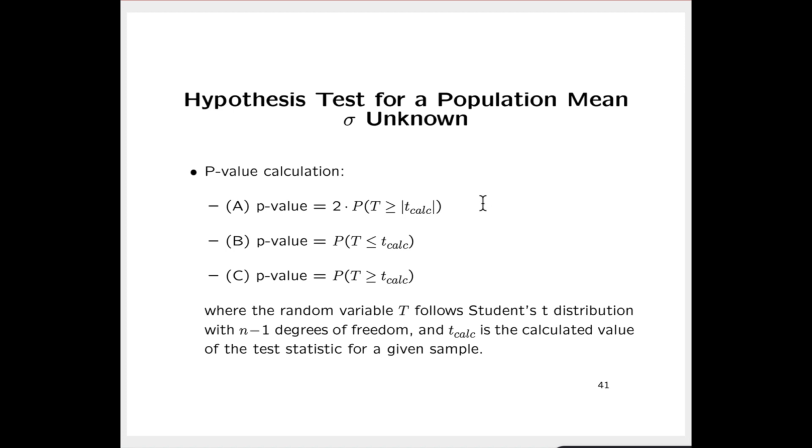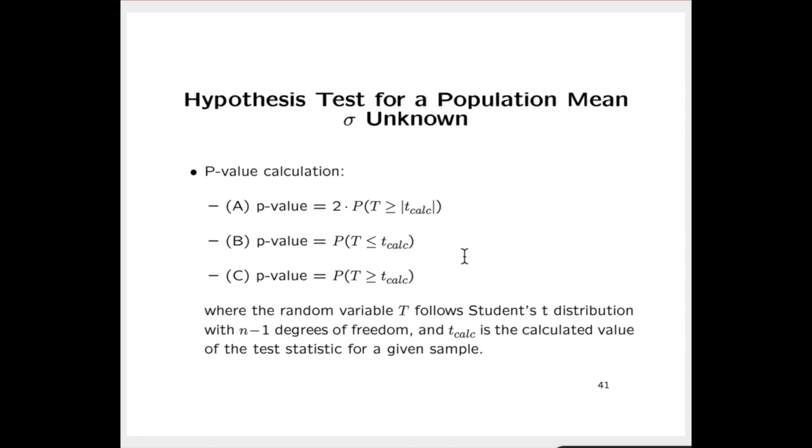So if we're performing a two-tailed hypothesis test about a population mean, then the p-value using a t-test is twice the probability that a t-random variable with n-1 degrees of freedom is greater than or equal to the absolute value of t-calc, the test statistic for the test. If we're performing a left-tailed test, then the p-value is equal to the probability that the t-random variable with n-1 degrees of freedom is less than or equal to the value of t-calc that we obtained. And if we're performing a right-tailed test, then the p-value is equal to the probability that the t-random variable with n-1 degrees of freedom is greater than or equal to t-calc.